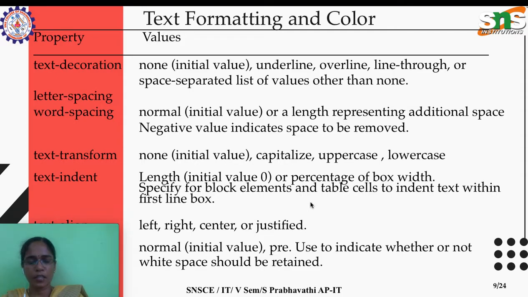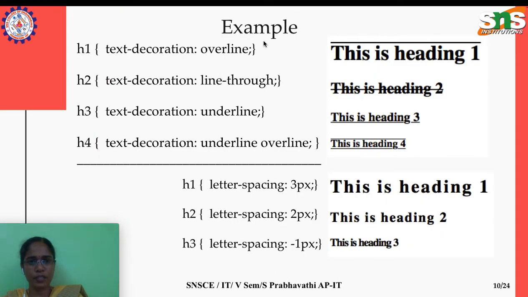I'll give you a few examples on text decorations. Overline means there will be a line drawn on top of that sentence. Line through, this is the output. Underline, here is the output. We can have more than one text decoration. Here the H4 is decorated with underline and overline like this.